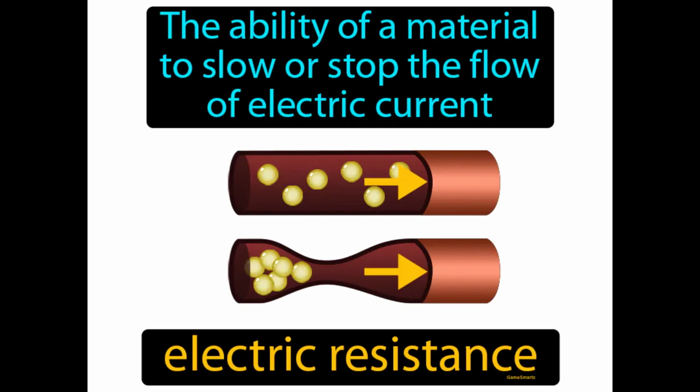The ability of a material to slow or stop the flow of electric current. Electric resistance. Electric resistance is how much a material opposes the flow of electricity through it.